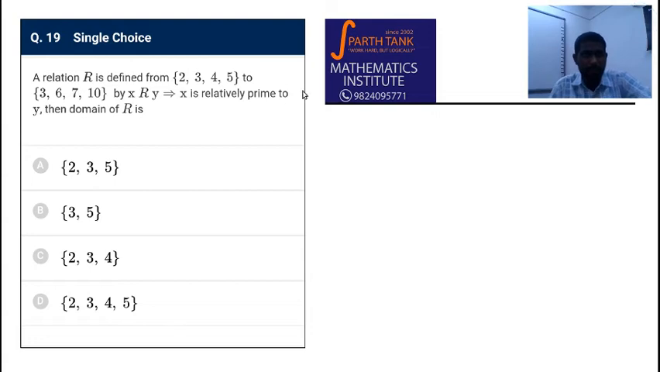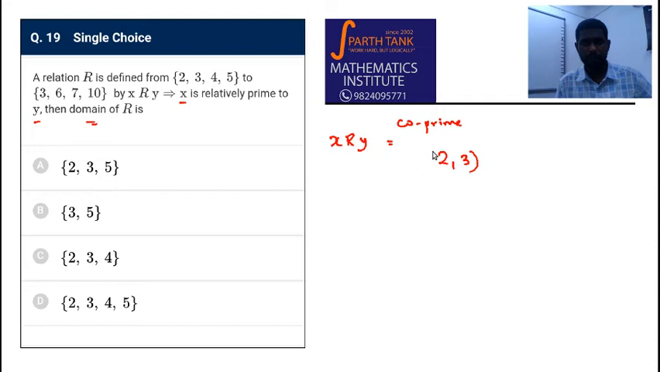Question number 19. Relation R defined from 2, 3, 4, 5 to 3, 6, 7, 10 by x related to y if x is relatively prime to y. That is, x will be related to y if they don't have any common factors. Co-prime, in other words. So the question is, the domain of R is what? Okay. Now see what all can be related. Here 2 can be related to 3, 2 cannot be related to 6, but 2 can be related to 7.